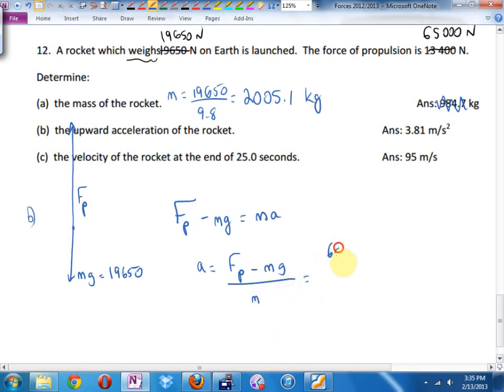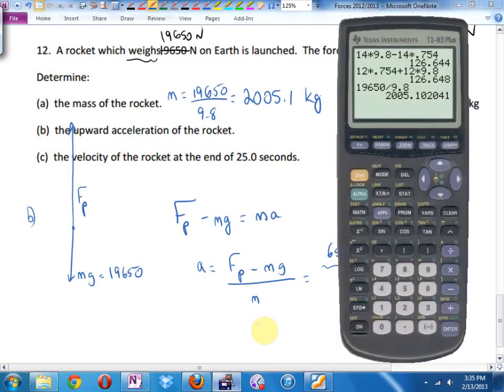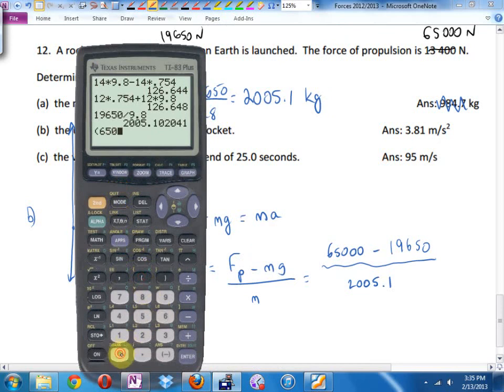It's going to be 65,000 minus mg. Now, I could go mass times 9.8, but if I'm really, really clever, Connor, I can't help noticing that they did that for me already when they did that 19,650. That is mg already, so I'm just going to do that. Divided by the mass, which was 2005.1. So I'm going to go bracket 65,000 minus 19,650 close bracket divided by the previous answer, since I still have that stored. Ah, that's not too bad.